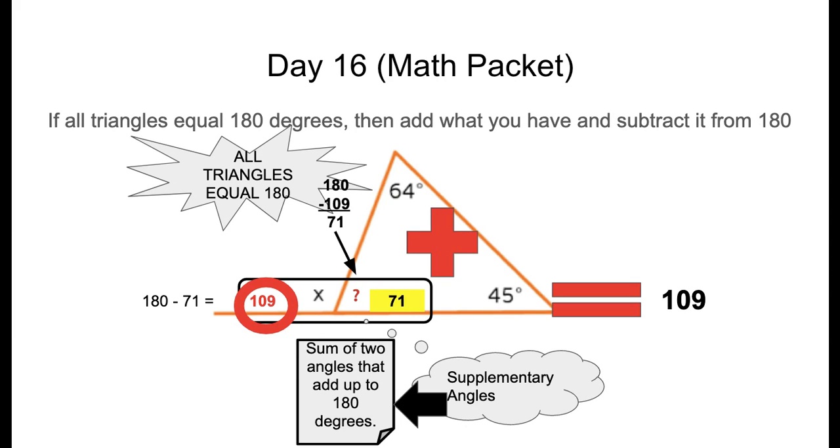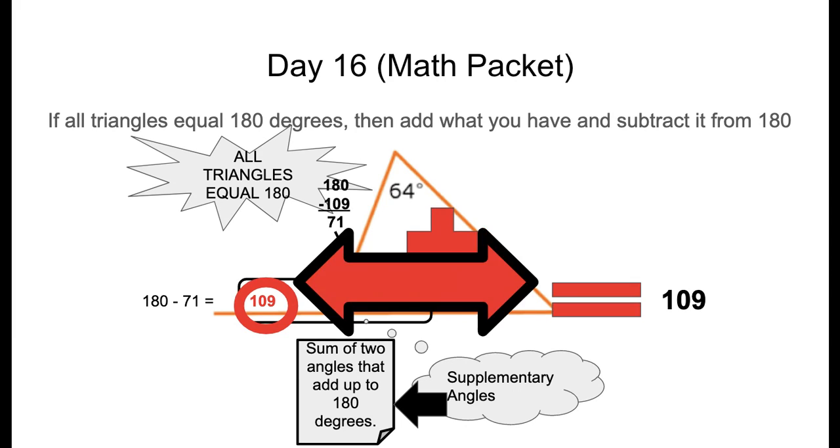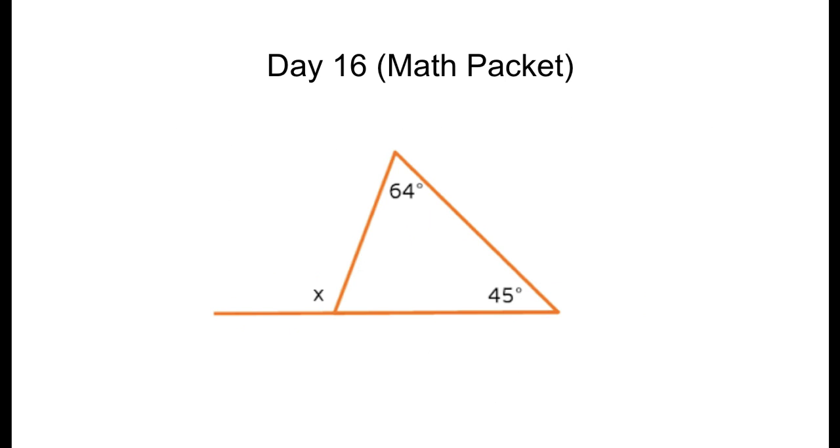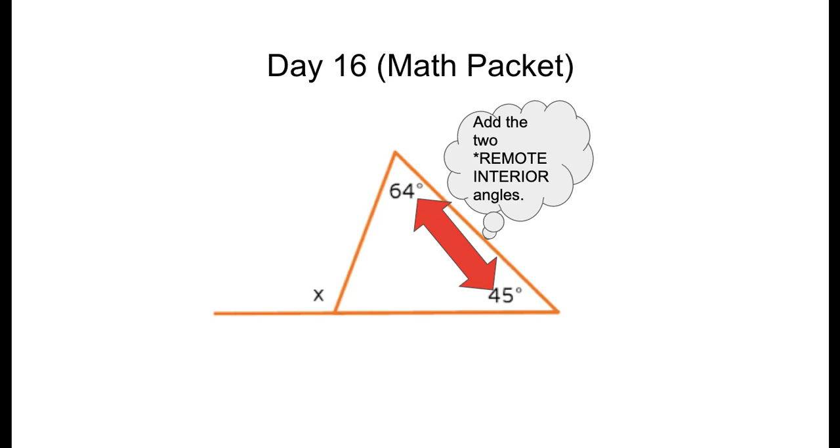But I noticed something here. This number looks exactly like that number. So the entire time I could have just taken this example, located my two remote interior angles, and added them together. 64 plus 45 would have given me 109. And the answer to the exterior angle here is 109 degrees.